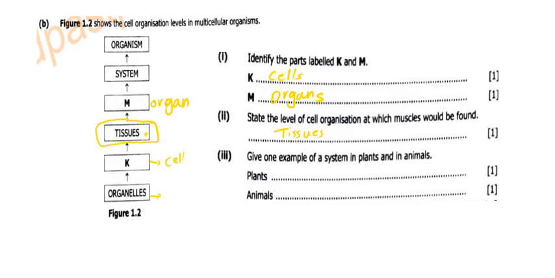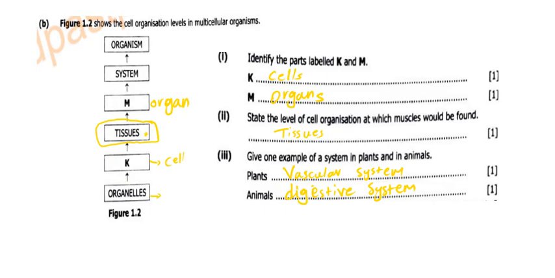like that. And then they have said give one example of a system in plants and in animals. So an example of a system in plants, we can just say the vascular system. The vascular system in plants, or in animals you can just say the digestive system, or the circulatory system. Digestive system. That is your answer. You are done for this question.